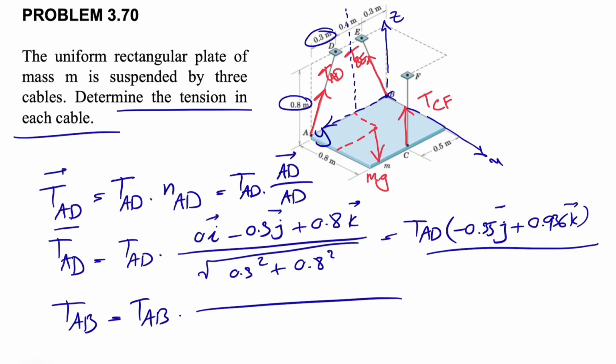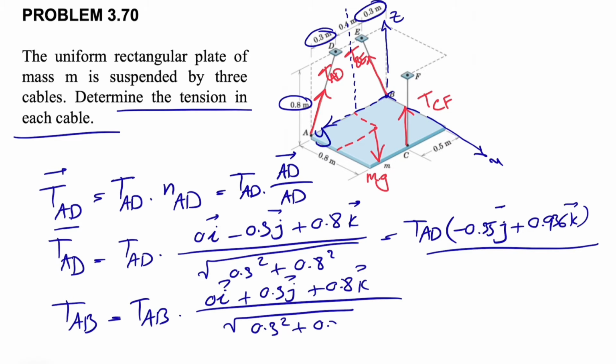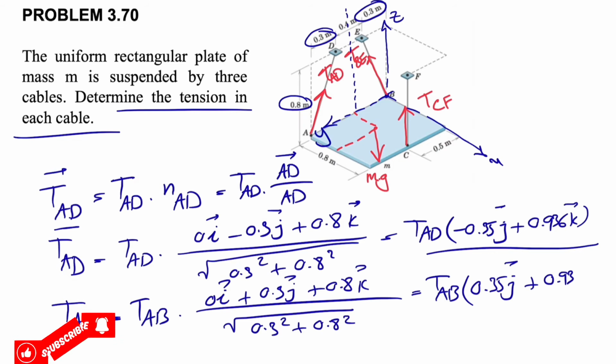Again, we are in the YZ plane, so no I component. This time, moving from B to E, we have this 0.3, and it's toward the positive side of Y. We'll have a positive 0.3 J, and our K will be the same. And again, we have the same magnitude as AD for the unit vector. So TBE would be simply what we found for TAD, only this time the J component is positive.